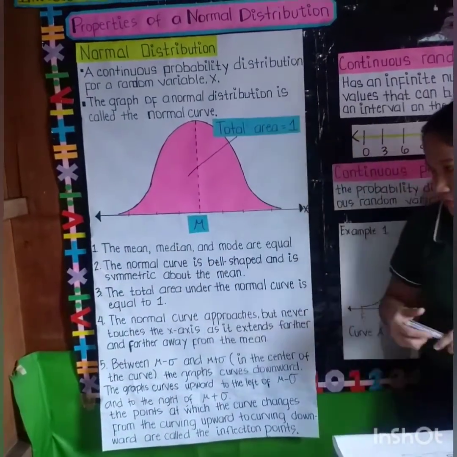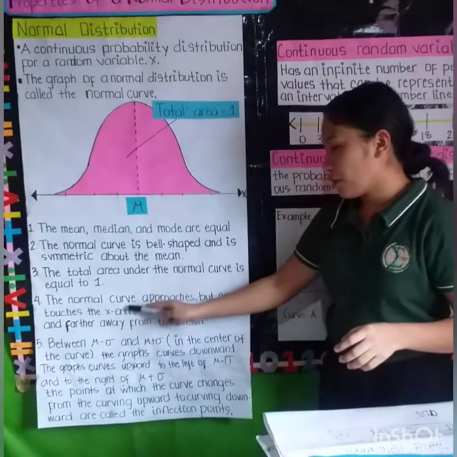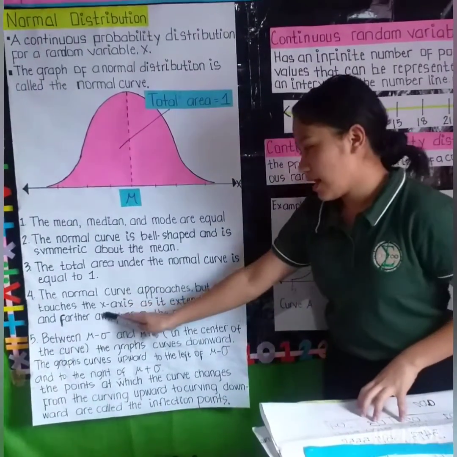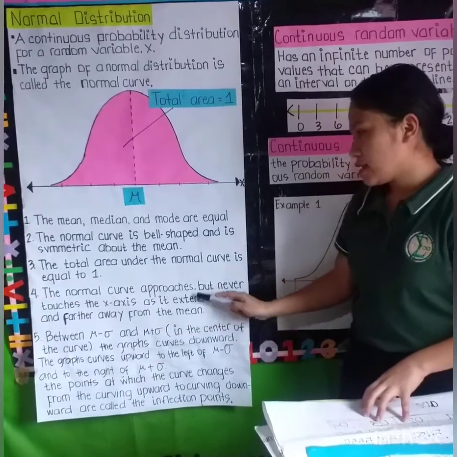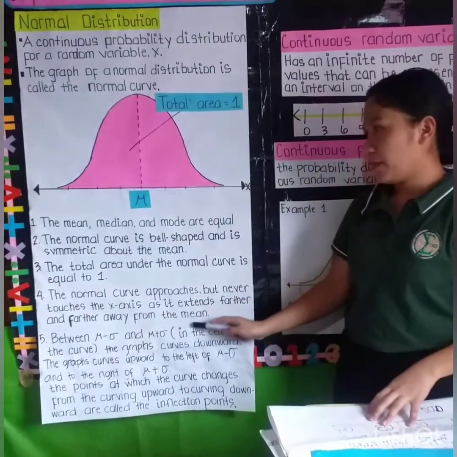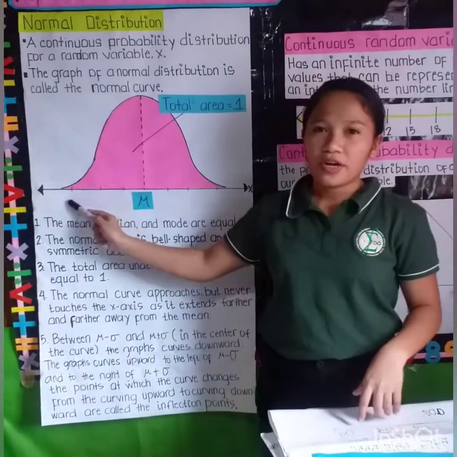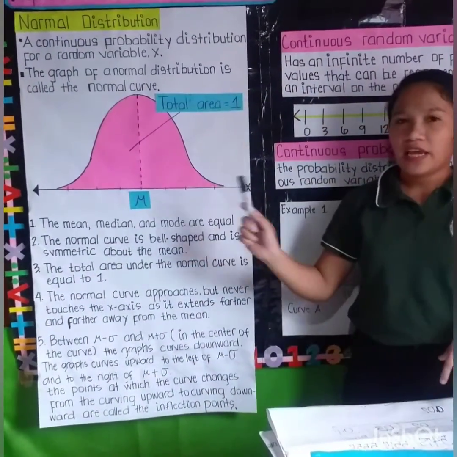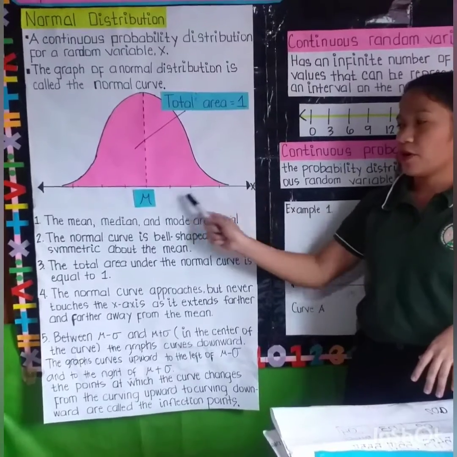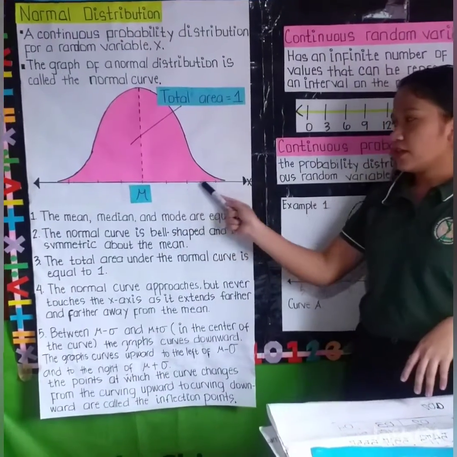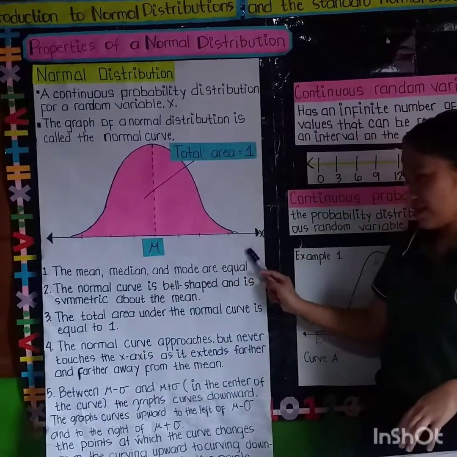The normal curve approaches but never touches the x-axis as it extends farther and farther away from the mean. So, our normal curve will never touch the x-axis even if it extends away from our mean.